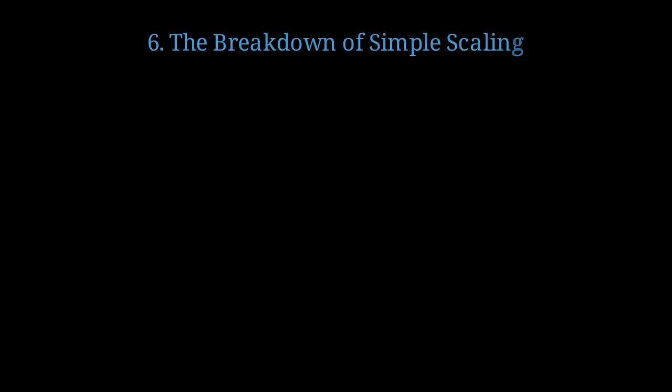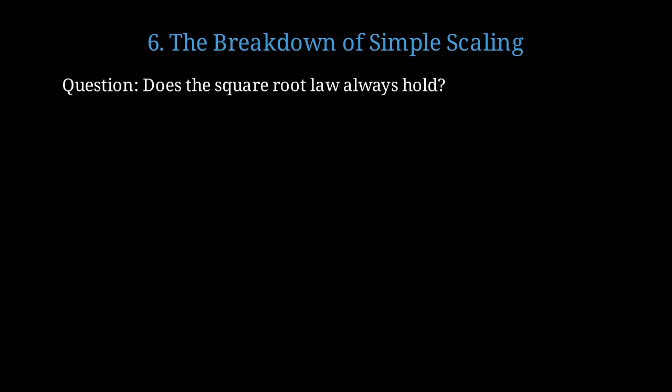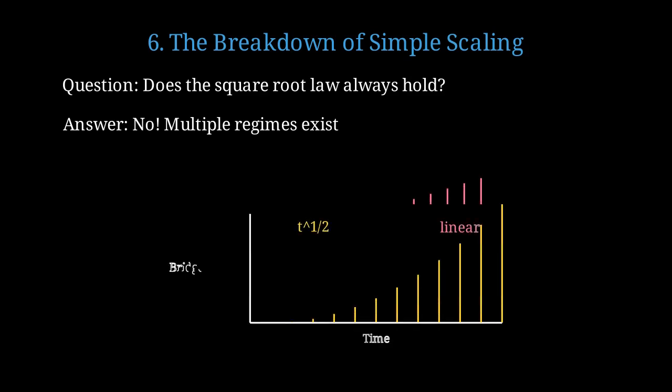Now, we reach the fascinating part, why simple scaling laws break down. Does that square root of time scaling we mentioned earlier always hold true? No! As the bridge grows, the physics changes and multiple distinct regimes emerge. Early on, we see square root scaling, but as the bridge grows larger, it transitions to linear growth. The physics fundamentally changes. Let's examine the early inertial regime in detail.